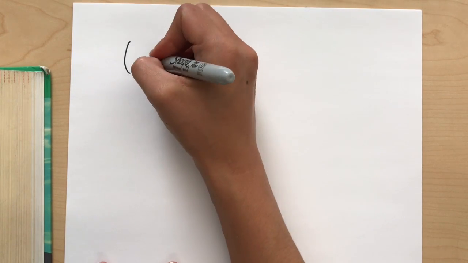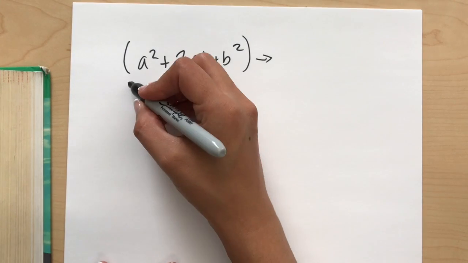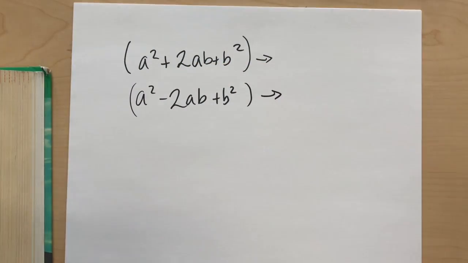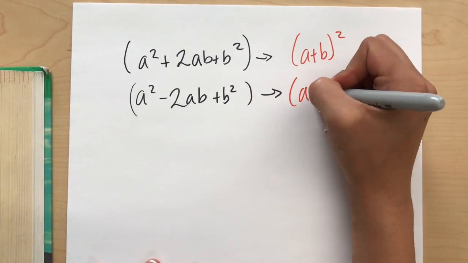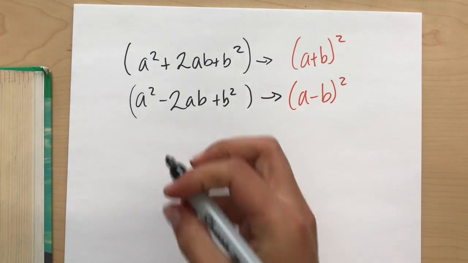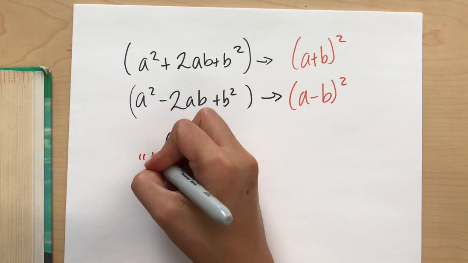Moving on to another example. Suppose we have a squared plus 2ab plus b squared. Something in this form is going to factor in a special way. Same thing if I change that plus 2ab to a minus 2ab. So the top one's going to factor into (a plus b) squared. The bottom one's going to factor into (a minus b) squared.